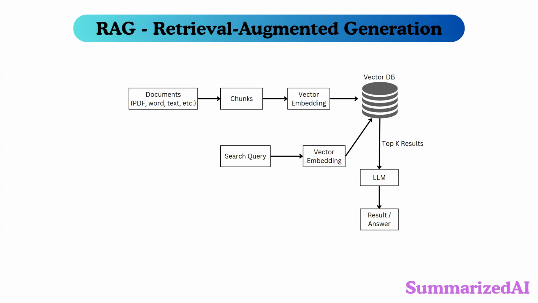Finally, these retrieved chunks are passed to a large language model, which processes and synthesizes the information to generate a coherent, context-aware answer for the user. In this way, the system combines semantic search with the generative power of LLMs, ensuring the answers are both relevant and accurate.